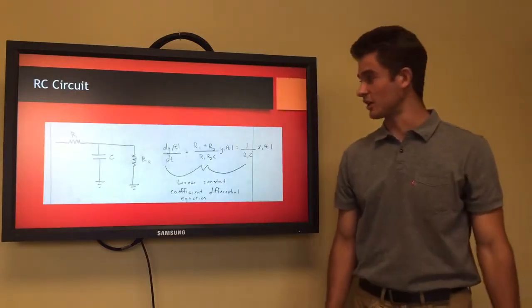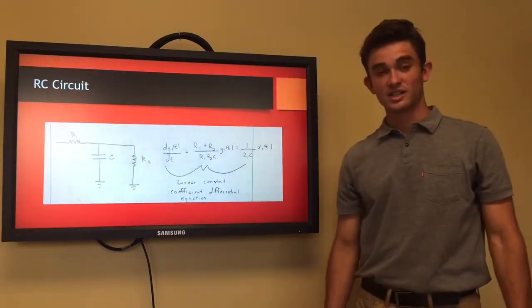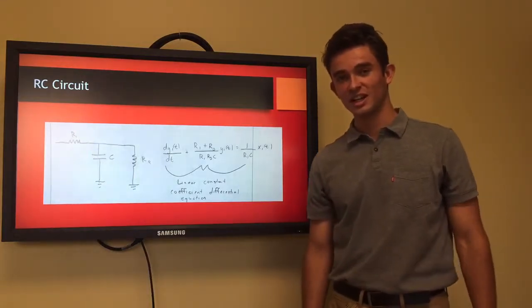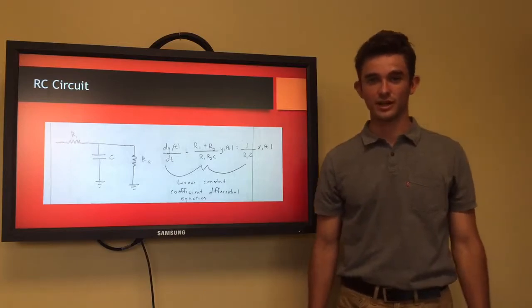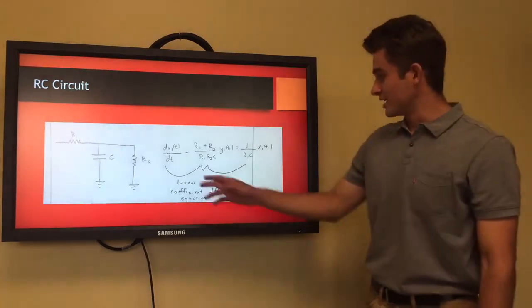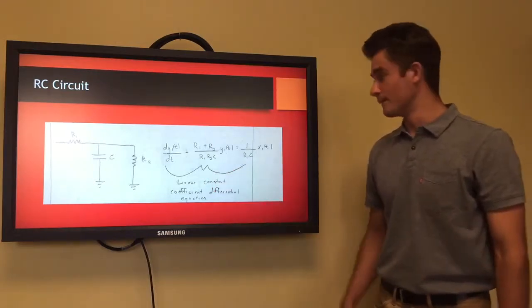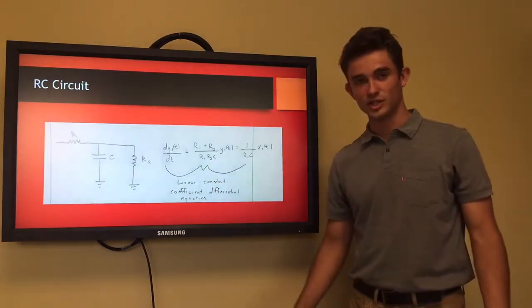So now let's take a look at the RC circuit. This RC circuit is linear, and we can model it with a linear constant coefficient differential equation. And this is the actual differential equation. I'm not going to go through the math to do it, but it does pass linearity and homogeneity.